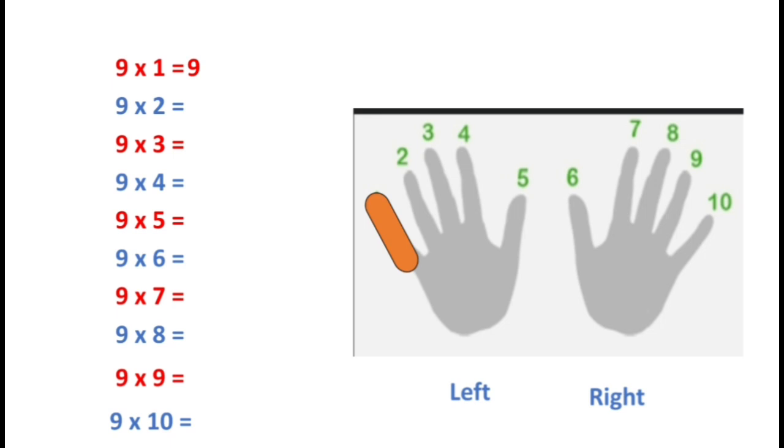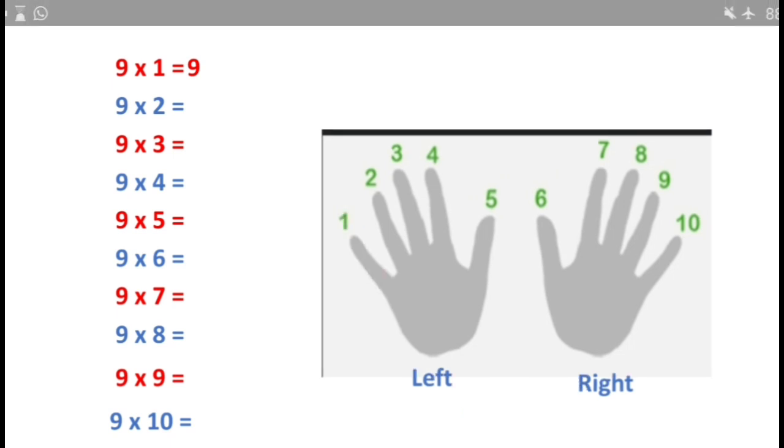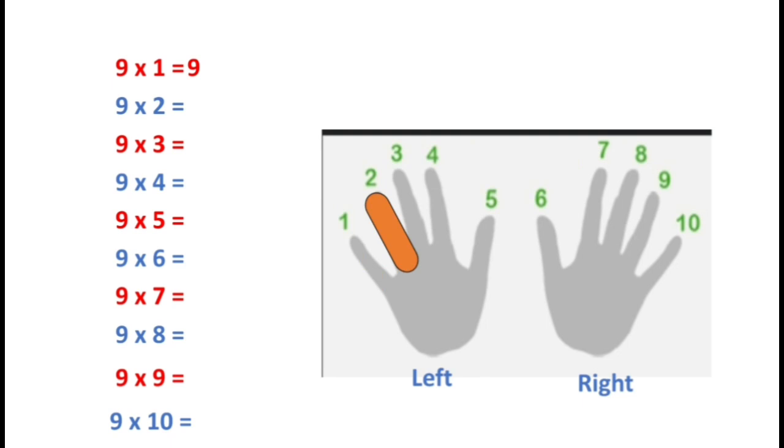Now 9 twos are, so I am going to shade the second finger. Now before the second finger, how many fingers are there? 1. And after the second finger, how many fingers are there? In right hand, 5. In left hand, 3. 3, 4, 5, 6, 7, 8, 9, 10, which means how many are there? 8 fingers are there. So 9 twos are 18.